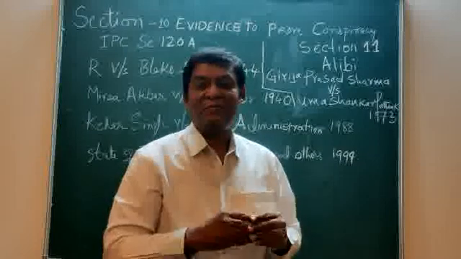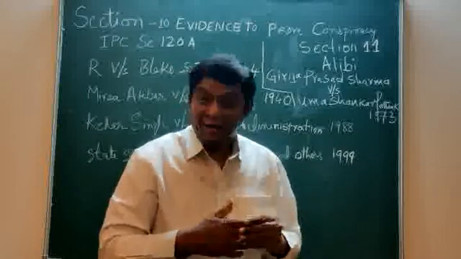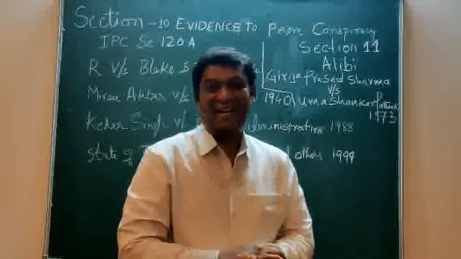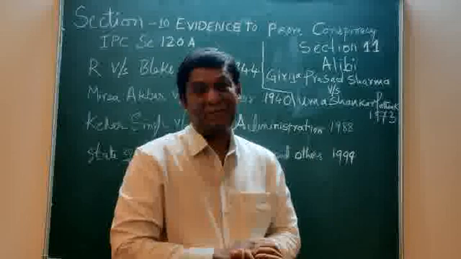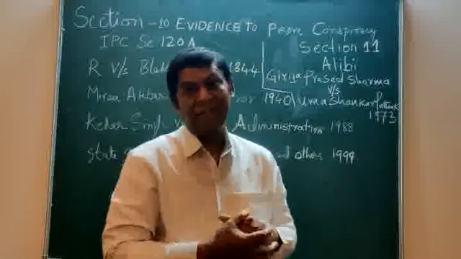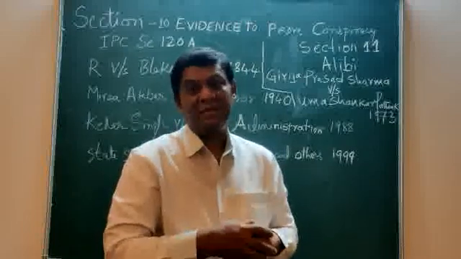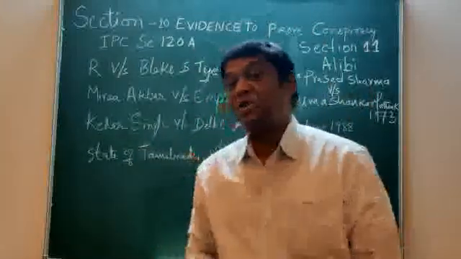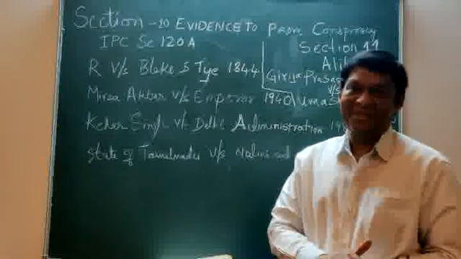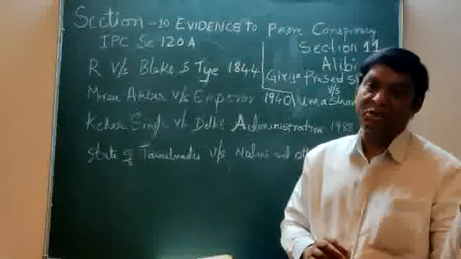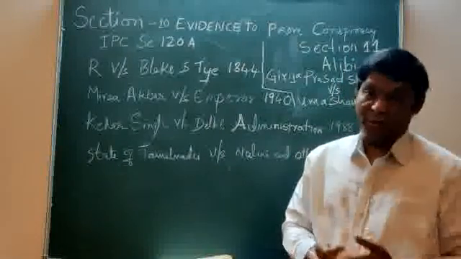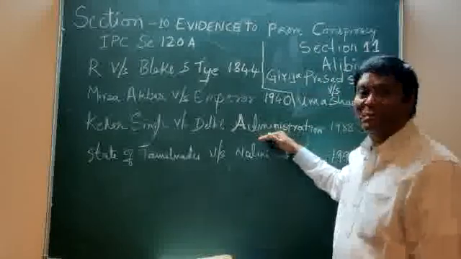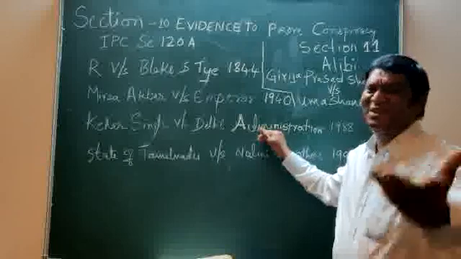Finally, the Supreme Court accepted the proof of conspiracy by Kehar Singh, and he was given the death sentence. He was hanged in Tihar jail, and his body was not given to his relatives at all, because they could have made him into some other god. So, proof of conspiracy.